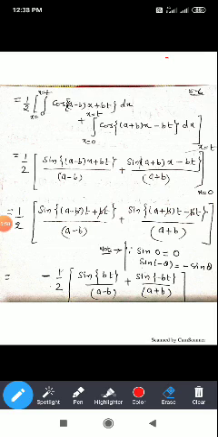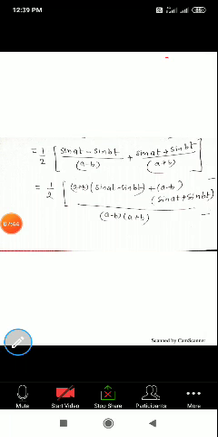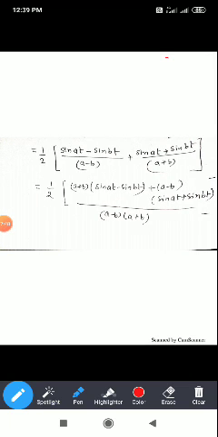Whenever we put the upper limit and lower limit, this is equal to 1 by 2 times [sin((a minus b)t plus bt) upon a minus b plus sin((a plus b)t minus bt) upon a plus b] minus [sin(bt) upon a minus b plus sin(minus bt) upon a plus b]. Here, from the basic trigonometric formulas we know that sin 0 equals 0 and sin of minus theta equals minus sin theta. So this term is written as 1 upon 2 times [sin at minus sin bt upon a minus b plus sin at plus sin bt upon a plus b].